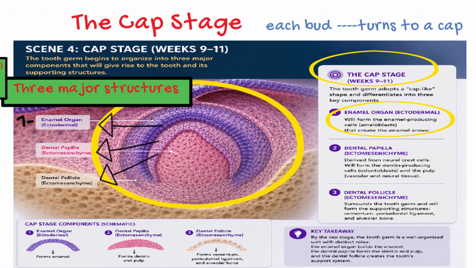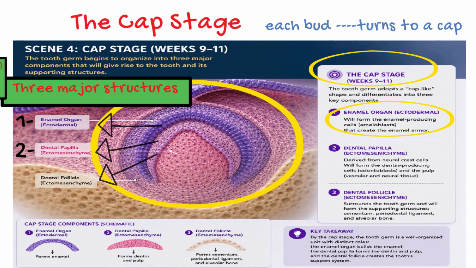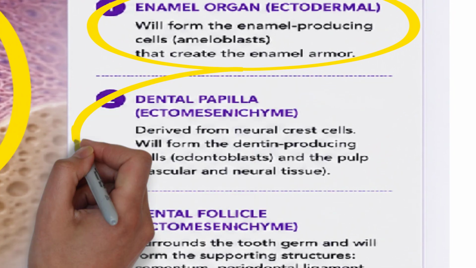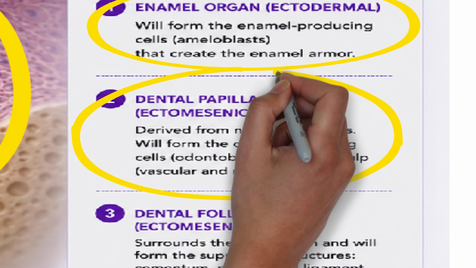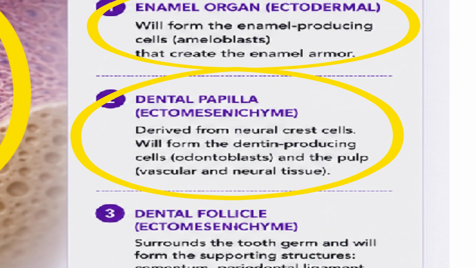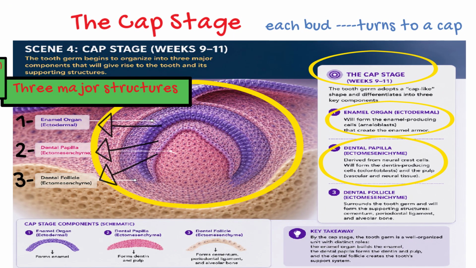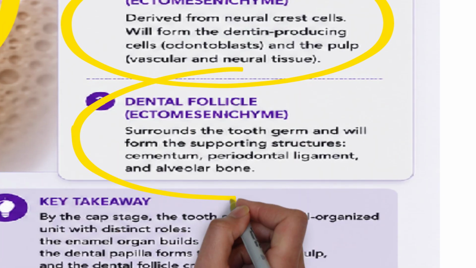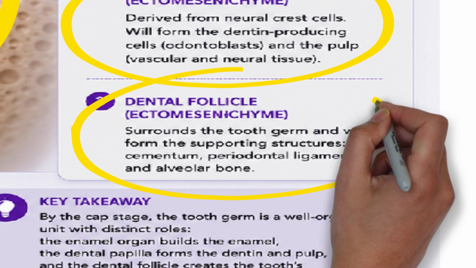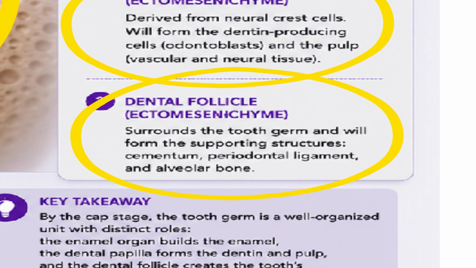2. Dental papilla. Origin? Ectomesenchyme, derived from neural crest cells. Forms? Dentin, pulp. Remember, papilla becomes the living core of the tooth. 3. Dental follicle. Origin? Ectomesenchyme. Surrounds the entire tooth germ. Forms? Cementum, periodontal ligament, alveolar bone. Think of it as the future support system of the tooth.